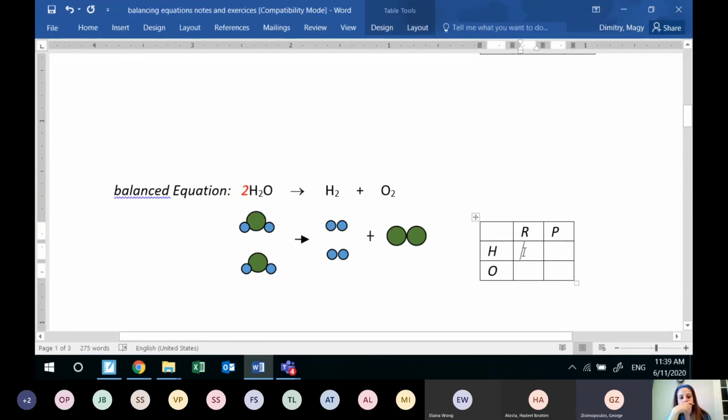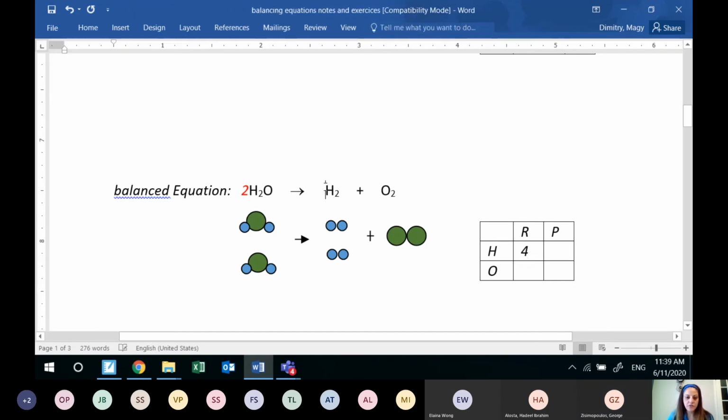So how many hydrogens do I now have after adding the 2? Are we looking at after the arrow? Hydrogen. On the reactant side, there's 1, 2, 3, 4. There's 4. Yep. And, oh, I forgot here. I didn't put a 2 here.